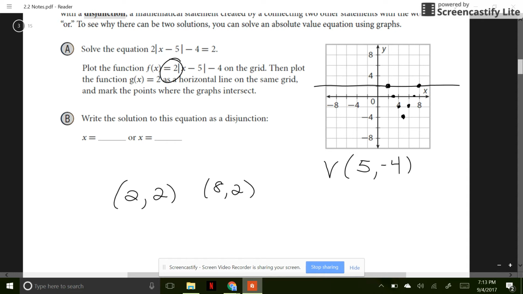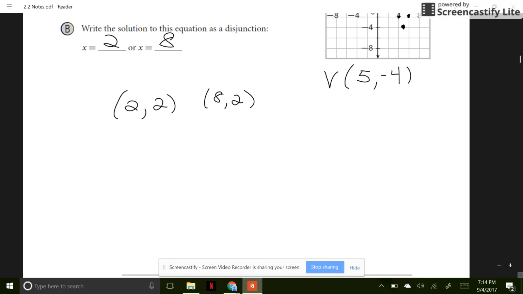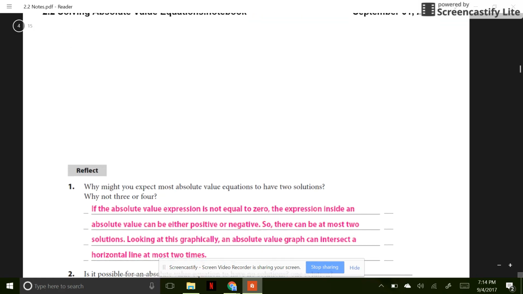So our solutions would be the disjunction x equals 2 or x equals 8. Again, you can easily do this on the graphing calculator. In class, I can show you that if you plot both of those lines, there's a tool that will allow you to figure out where they intersect. I can show you how to do that in class with your calculator. That's how you do it by hand.